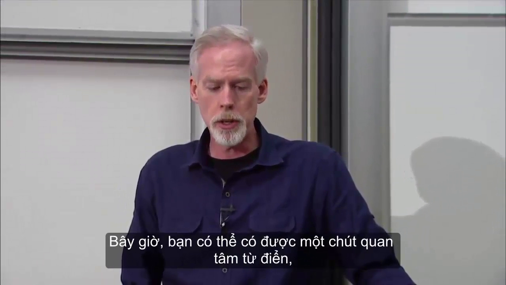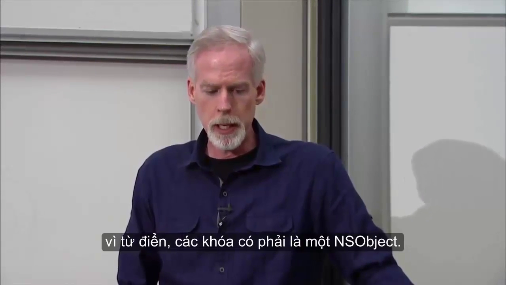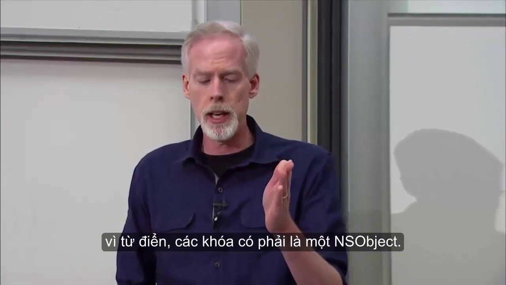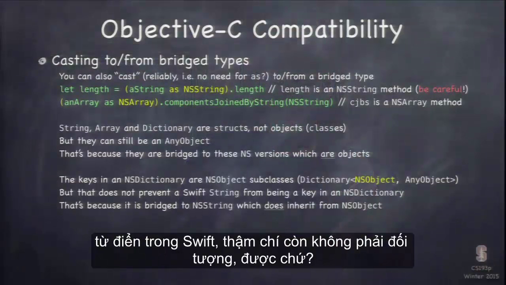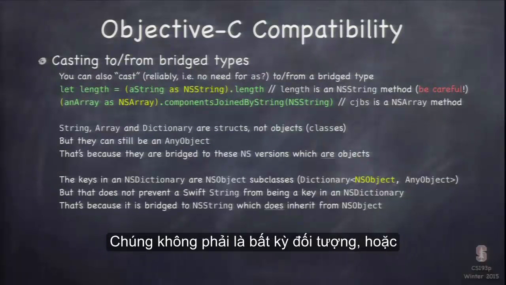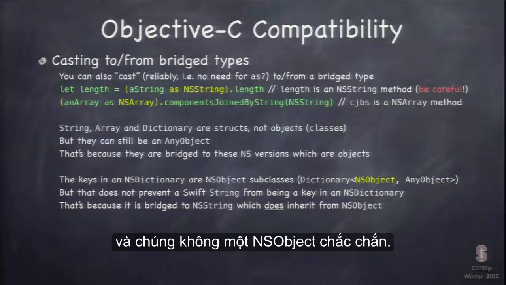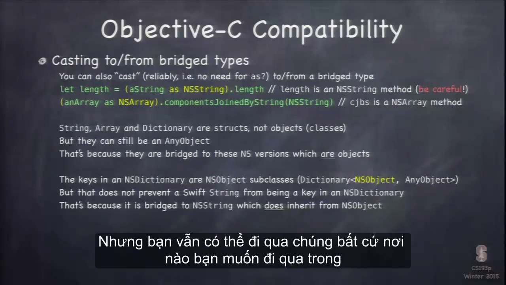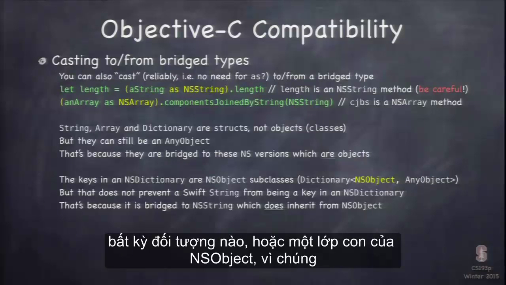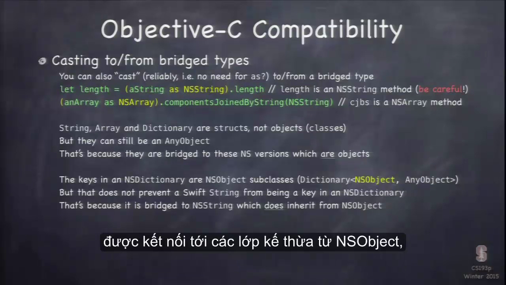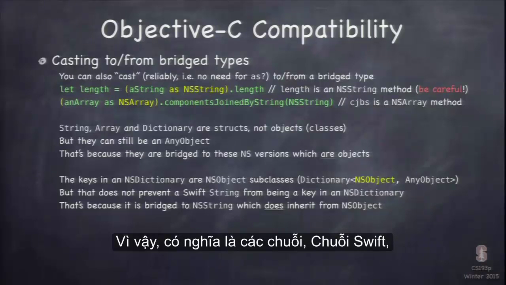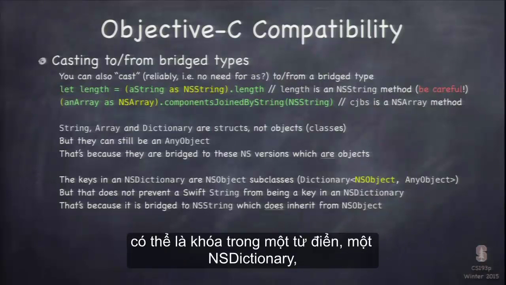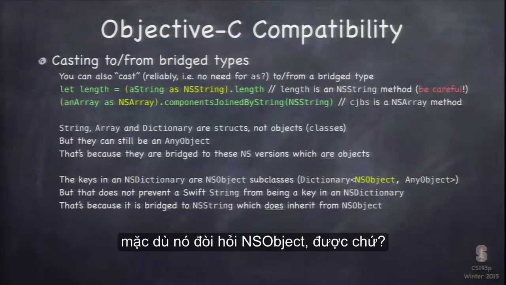Now, you might get a little concerned about dictionary, because for NSDictionary the key has to be an NSObject. And of course, we know that String, Array, and Dictionary in Swift are not even objects. They're not AnyObject, or not an NSObject for sure. But you can still pass them anywhere you want to pass an AnyObject or a subclass of NSObject, because they are bridged to classes that inherit from NSObject, because NSString, NSArray, and NSDictionary all inherit from NSObject. So that means Swift Strings can be the keys in an NSDictionary, even though it requires NSObject, okay?